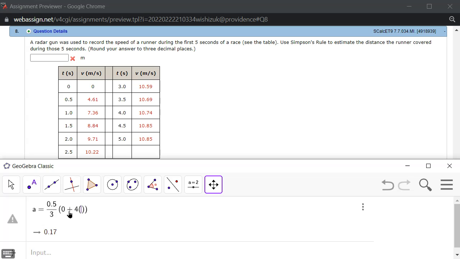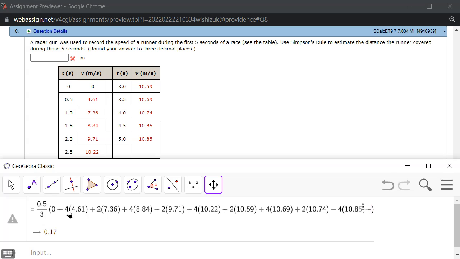And you have 4 times, the next number is 4.61. Next is 2 times 7.36. And next one is 4 times 8.84. 2 times, the next number is 9.71. Plus 4 times 10.22. Plus 2 times 10.59. Plus 4 times 10.69. Plus 2 times 10.74, and then plus 4 times 10.85. The last number is 10.85 again. All right, that's that.